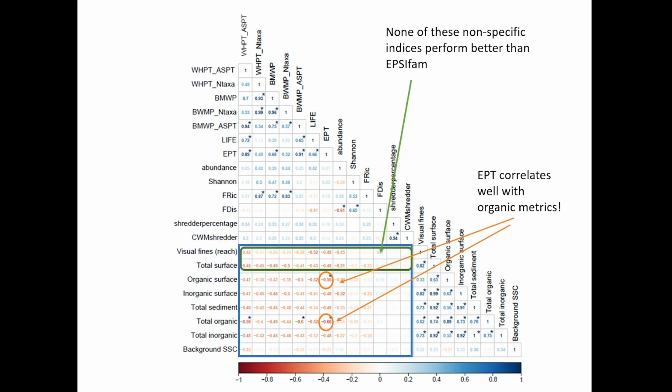So again, the area that we're interested in is within my blue rectangle. And the key point really is that none of these indices performed better than any of the sediment-specific indices, specifically PSI-FAM, which was the best sediment-specific index. But interestingly, the EPT index was a good estimation of organic stress, both surface organic sediment and subsurface organic sediment.